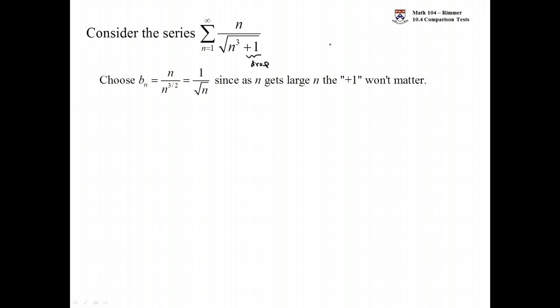If we drop that, we have the square root of n cubed in the denominator. That's not n to the 1/3. What that is, n cubed to the 1/2, is n to the 3/2. So we have n to the first power divided by n to the 3/2, and that will reduce to be 1 over root n.